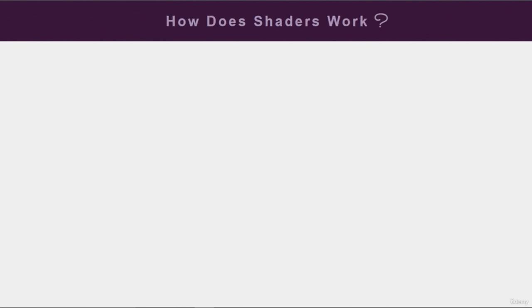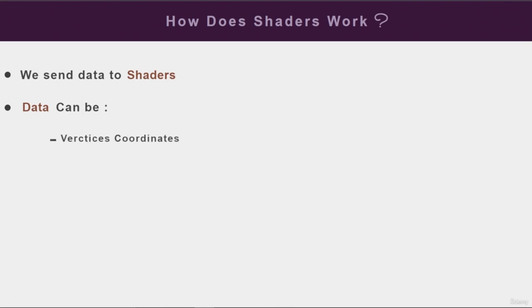Okay, but how do the shaders work? First, we send data to the shaders program, and this data can be vertices coordinates, which is the vertex position. The data also can be the mesh transformation, so in case we move the mesh to the top by a distance equal to 1, then we have to move all the vertices up on the y-axis by a value of 1.